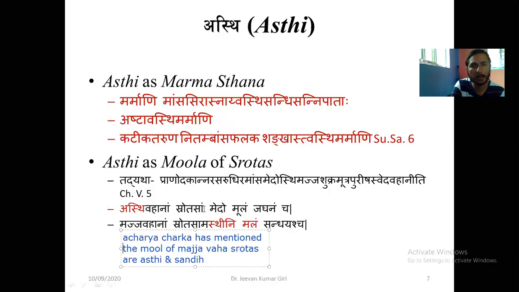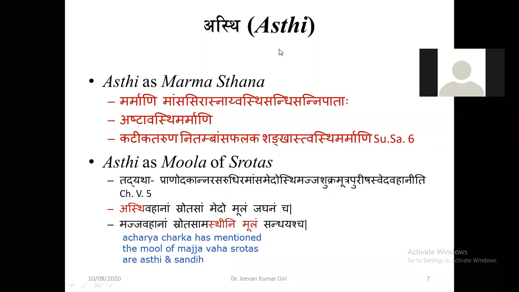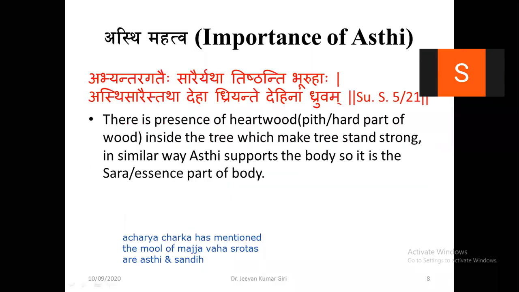Asthi Vahanam Srotasam Medo Mula Jaghanam Cha. So this is the Asthi Vaha, this is the Majja Vaha. In the Majja Vaha, the Mula of Majja Vaha is Asthi. But for Asthi Vaha Srotas, the Mula is Meda and Jaghana. Just remember, these both are by Charaka only. And the Asthi Vaha Srotas is mentioned only by Charaka, not by Susruta. Are you getting? Yes, sir. Okay. Any confusion?